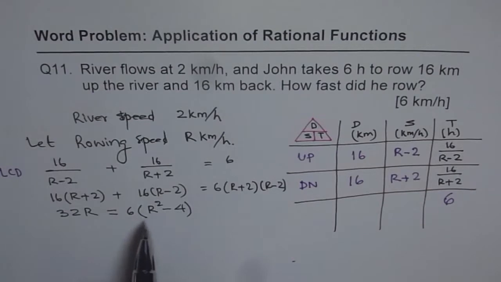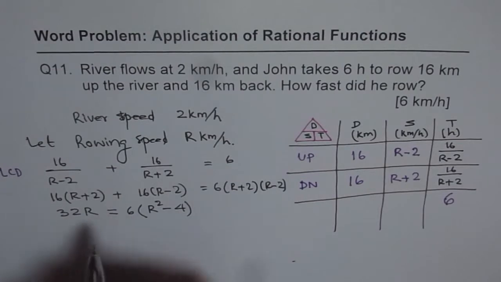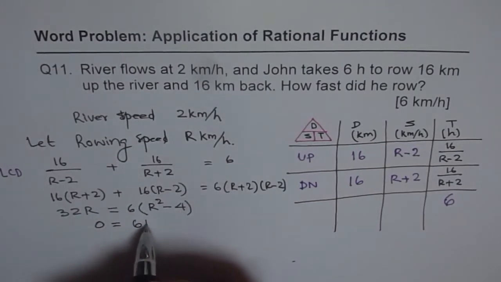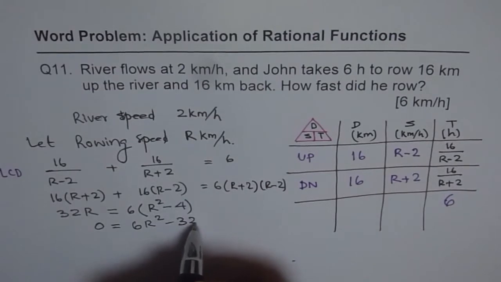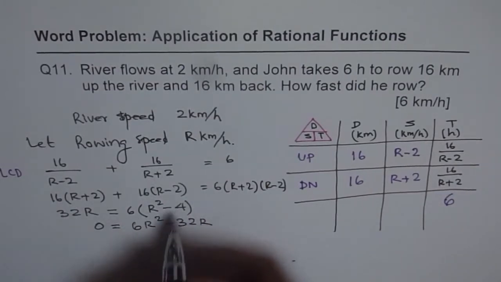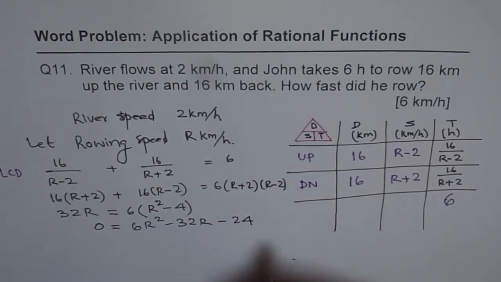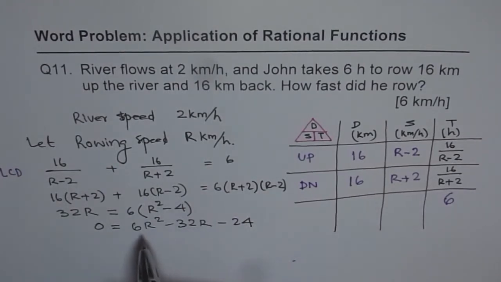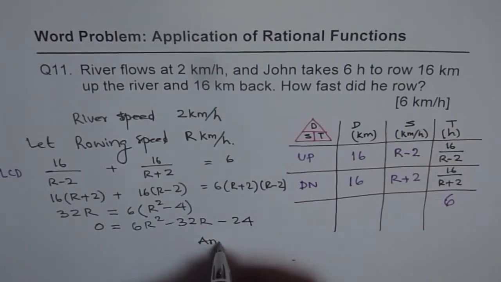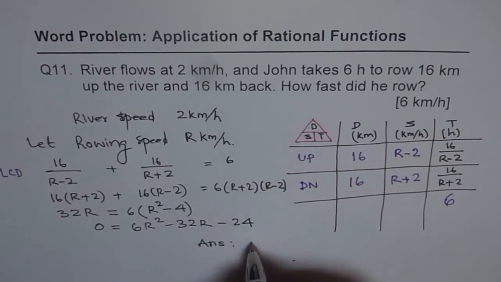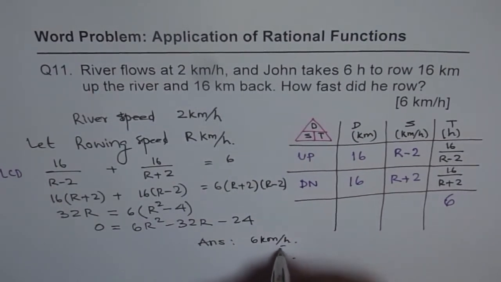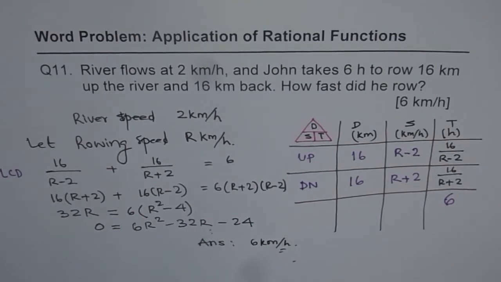Now from here you can expand and bring all the terms together to get your quadratic equation. When we bring 32r to the right, we get 0 equals 6r squared minus 32r, and 6 times 4 is 24 with a negative sign. Solve this quadratic equation. You can simplify it now, and you can factor it also. And probably you'll get the answer of 6 kilometers per hour as the rowing speed. Write it very clearly: the answer, rowing speed, is 6 kilometers per hour. Don't forget about the units, okay? So solve this and get the answer.